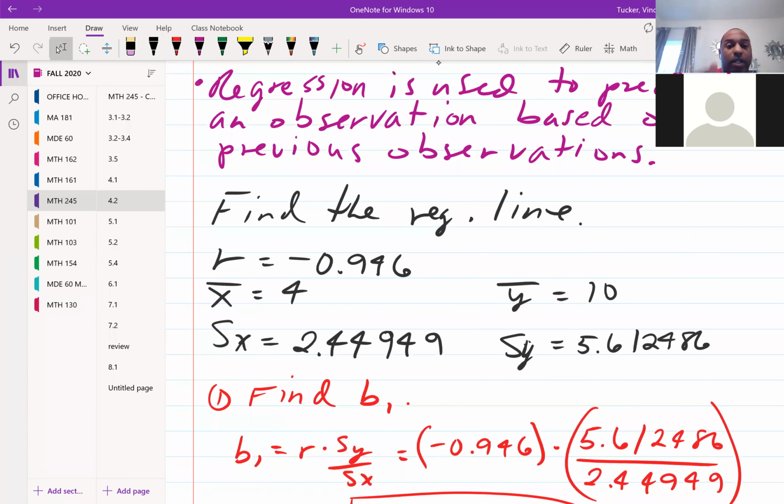So for the first regression line, they give us R is negative 0.946, X bar is 4, S sub X is 2.44949, Y bar is equal to 10, and S sub Y is equal to 5.612486.